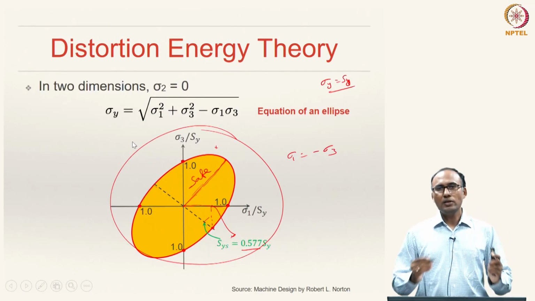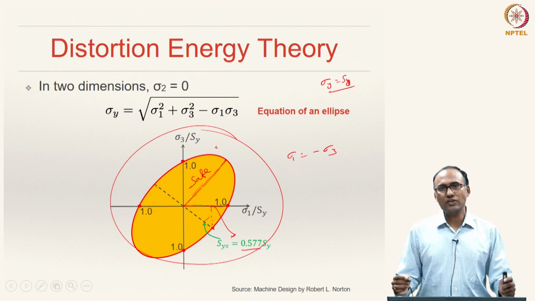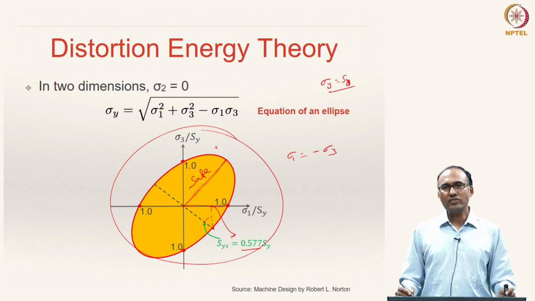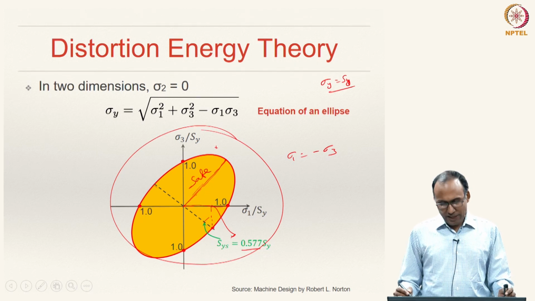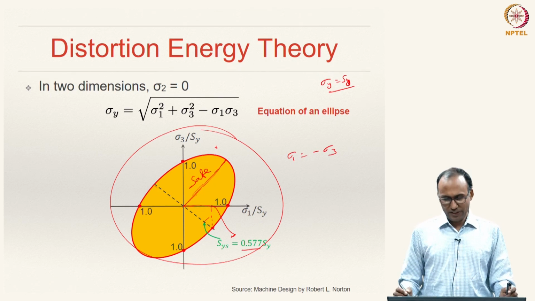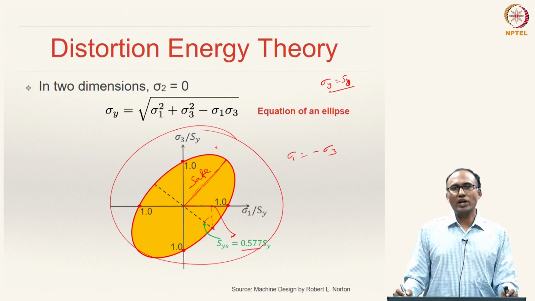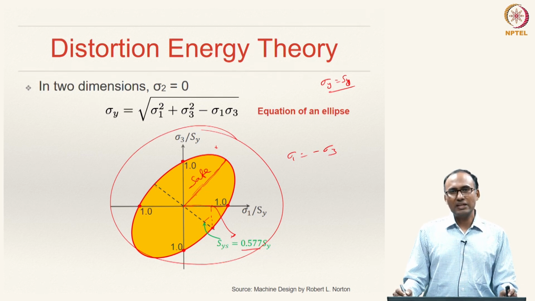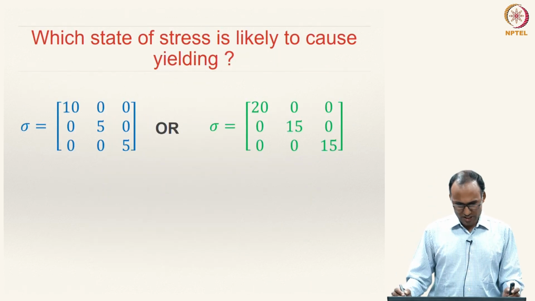Okay. So, the distortion energy theory failure surface, which is also called the yield surface, is an ellipse on the sigma 1 sigma 3 plane inclined at a 45 degree angle, and in 3D it is a circular cylinder inclined at 45 degrees to all the sigma 1, sigma 2, sigma 3 axes. Okay. So, that is about distortion energy theory.